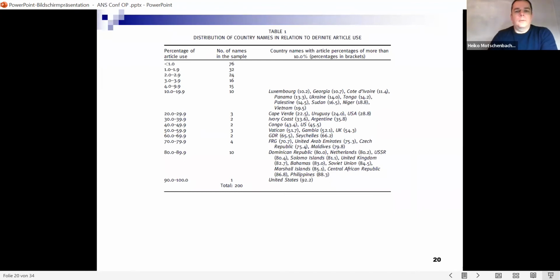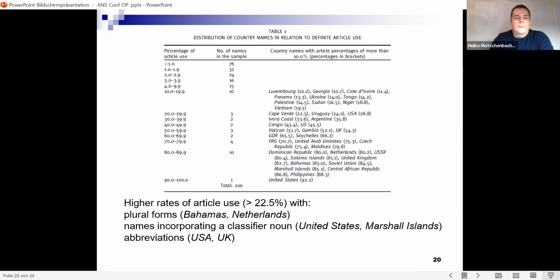Right, so this table shows you the names of the countries that have higher definite article rates of 10% or higher. And if we focus on the ones that have 22.5% or higher, you will see that most of them belong to 3 groups, namely plural forms such as Bahamas and Netherlands, then the names incorporating classifier nouns like United States and Marshall Islands, and abbreviations like USA and UK. So they systematically seem to go with higher definite article rates.